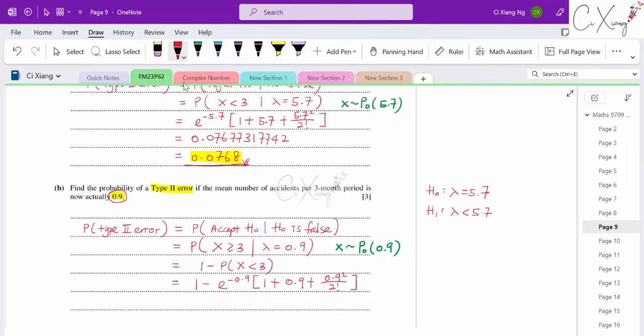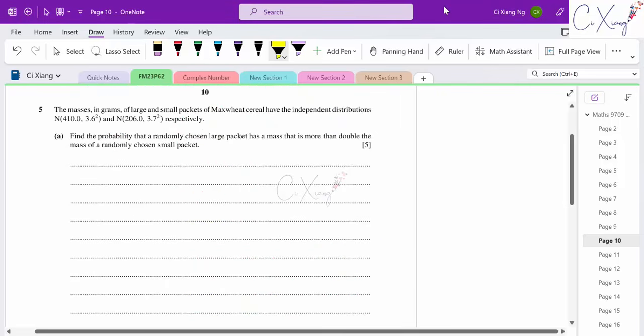Alright, then again, continue to use the calculator to help us get the answer. Correct the answer to 3 significant figures, it should be 0.0629. Okay, so basically this is how we answer the question.